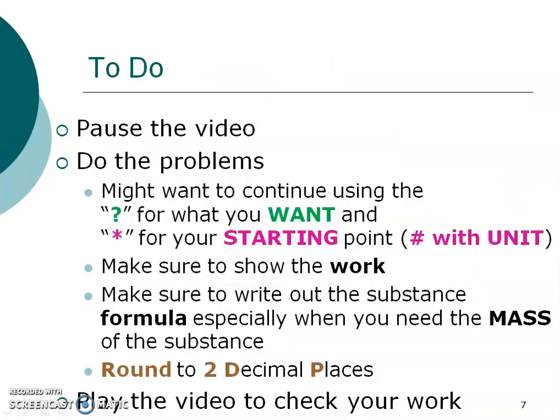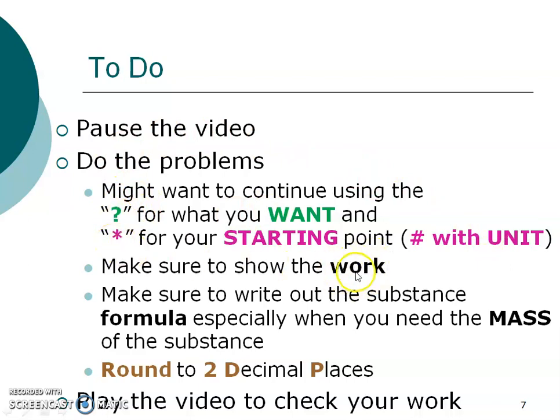All right, so what to do? Again, you're going to pause the video. Now, doing the problems, you might want to continue doing that question mark for what you want as an answer and the star for your starting point. And remember, that starting point is going to be that number with the unit right after it. So I know where I'm starting. And yes, I usually put that over 1. We put our starting point, our number, and our unit over 1, and then times either 1 conversion or 2 conversion factors. So again, I'm going to show you the question mark and the star for every problem.